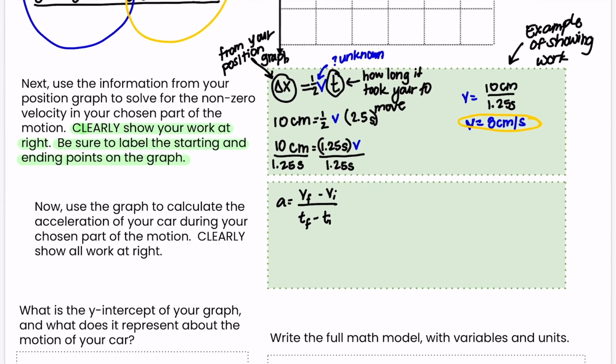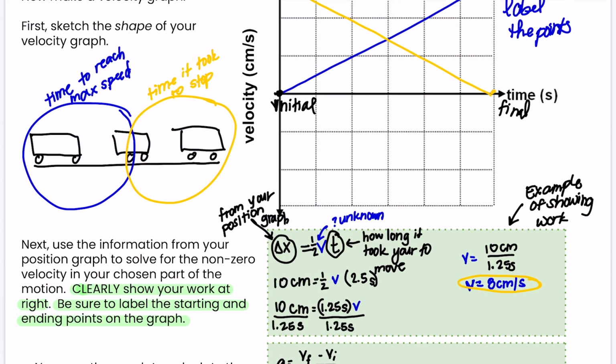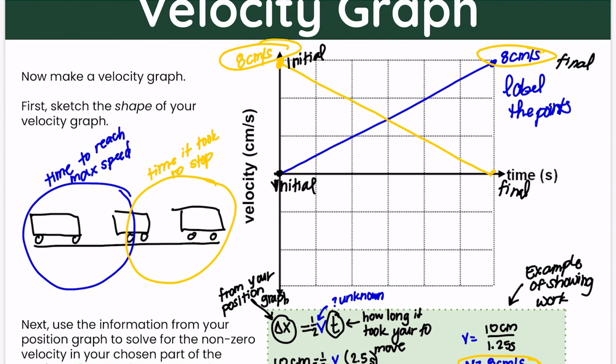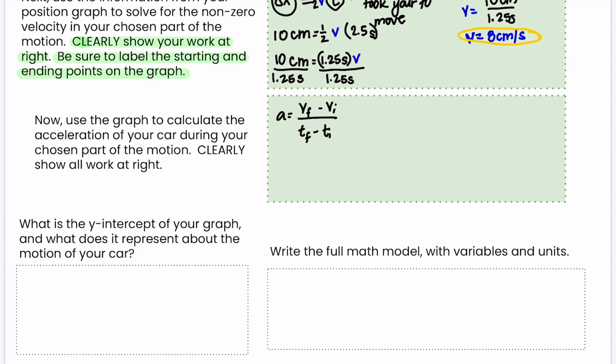Okay. Now, the Y-intercept on our graph is going to tell us something about the motion of our car. So the Y-intercept is going to be along the Y-axis, which is velocity. And so here the Y-intercept would be 8 centimeters per second for slowing down, or it would be 0 centimeters per second for speeding up. Now remember, 8 is just my pretend number, okay? And so now we're going to take a look at the math model.